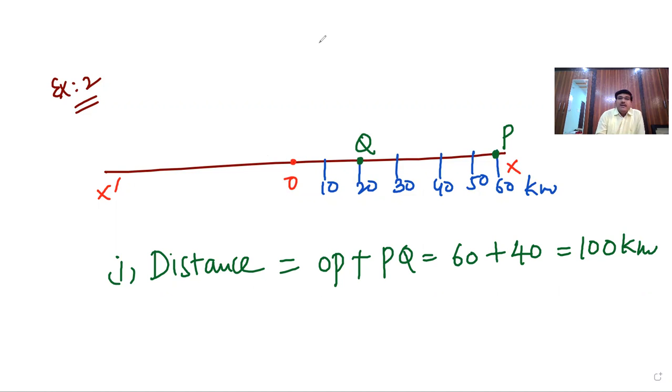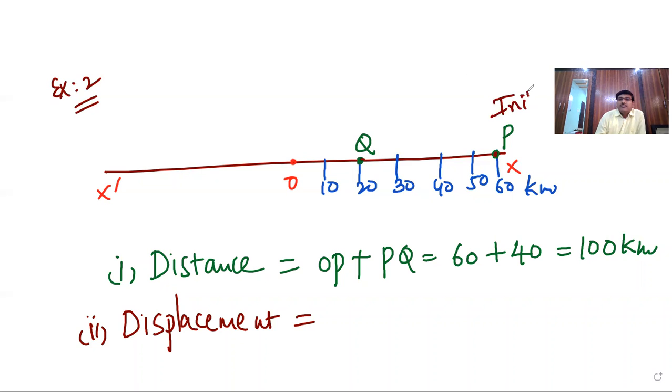Now, I need the displacement. Second, I am interested in displacement. Observe. Here too, first the initial position, where it has gone, P. Then the final position, where it has gone, final position is Q. This is the initial position. Then the final position is this. Final position.